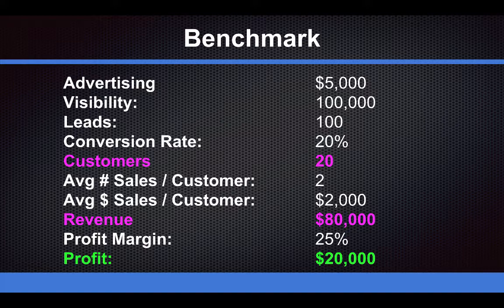Now, doing the math, you say 2 times 2,000 is 4,000 times 20 customers. That's revenue of $80,000. Now, let's say the profit margin on doing this was only 25%. So the profits would be $20,000. I don't know about you, but I would spend $5,000 to get $20,000. Does that make sense? All right, so this is the example.